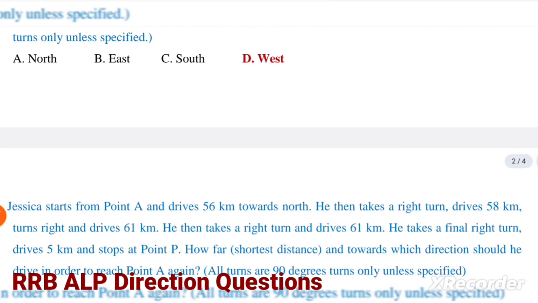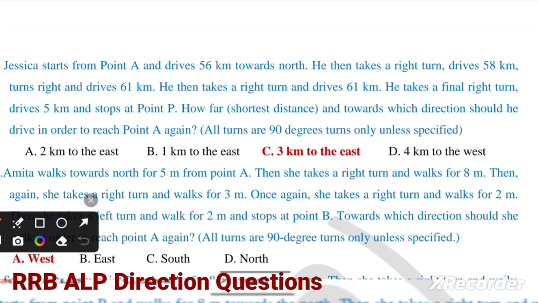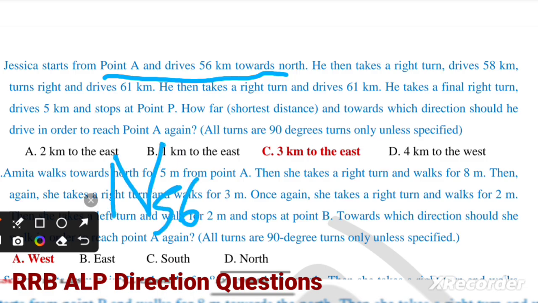So next question is, Jessica starts from point A, drives 56 km towards north. So first you write down N56. Okay.